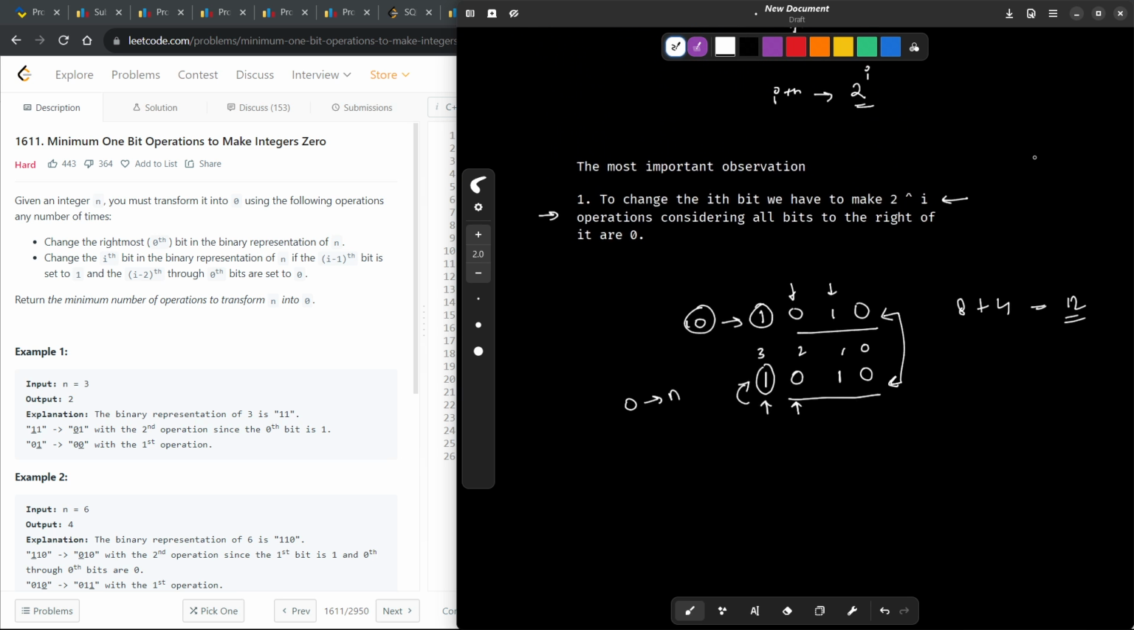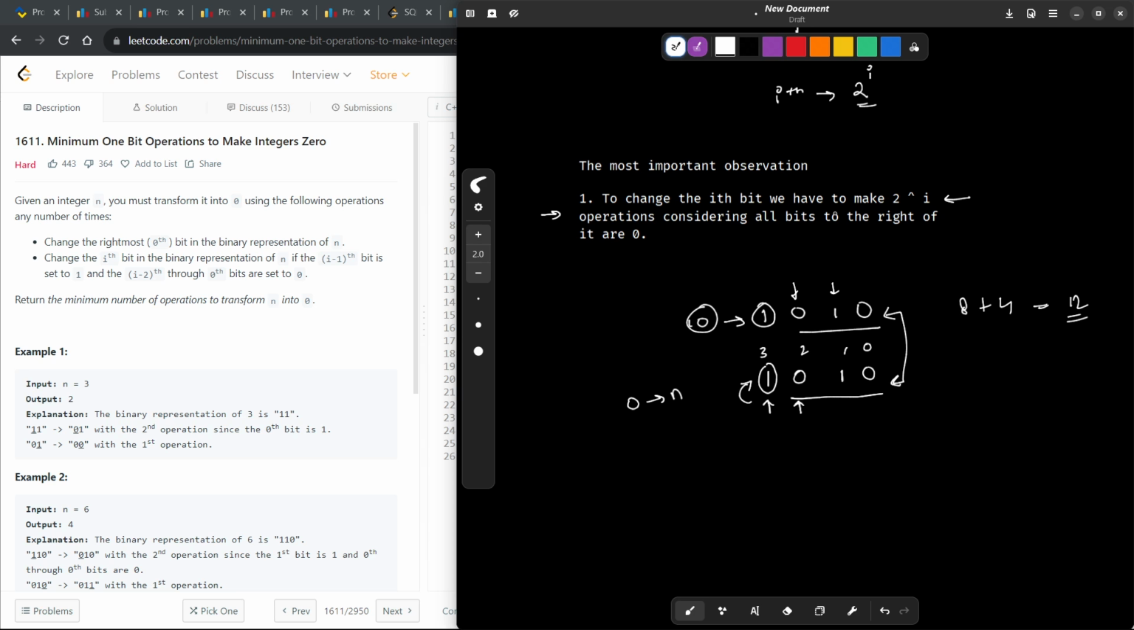So the most important observation in this problem was that it is going to take 2 raised to the power I operations to change the current bit, considering all the bits to the right of it are 0. Once you change the current bit, the bit to the right of it will become equal to 1. So this is very important. Now again, if you would want to change the current bit, you will have to apply the same operations.